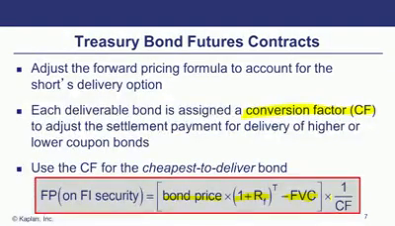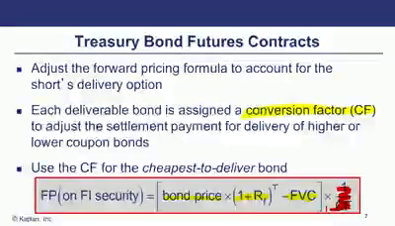What actually matters here and what changes compared to the previous formula that we've seen is the idea that this time we have to apply this conversion factor, i.e. divide by that conversion factor. And as we said, this conversion factor will be calculated for every single bond on a daily basis.